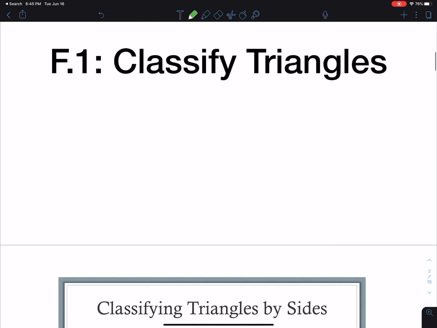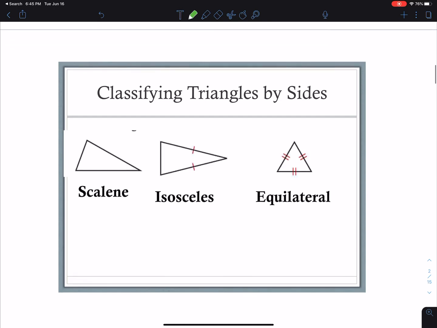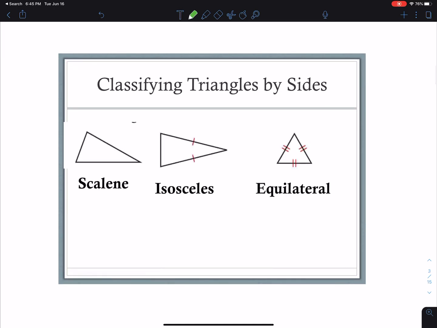Okay, now I know you've seen this before. There's two ways to classify. You can classify by sides and then by angles. So by sides, on the far left, if it's scalene, that means no sides are congruent. Okay? So all three side lengths are different.